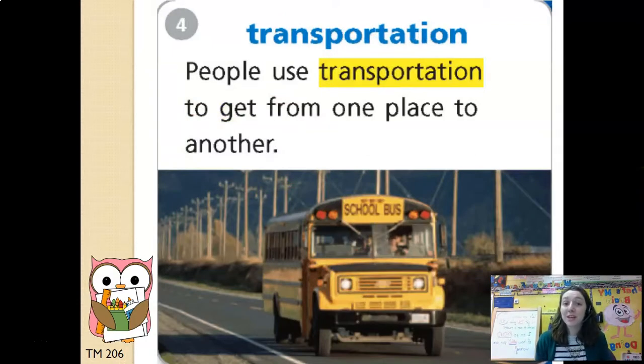All right, transportation is our fourth one. It's a big one. Transportation. People use transportation to get from one place to another. So transportation can be a plane, a bus, a car, a bike, your feet. Not really, but it's those kinds of things that you use to get from one place to another. So for transportation, we're going to pretend we're driving. So we have culture, traditions shared by people, community, the people around you, languages, and transportation.